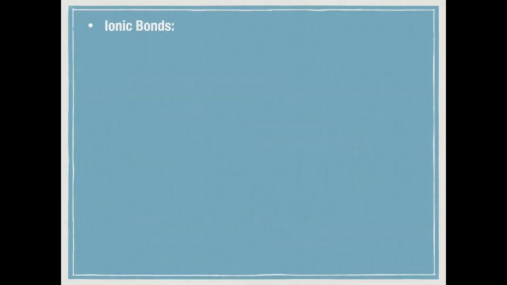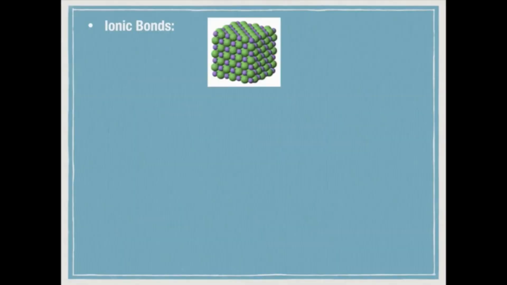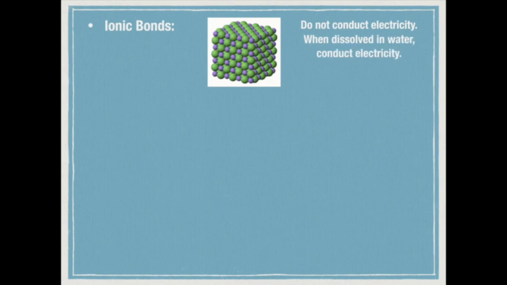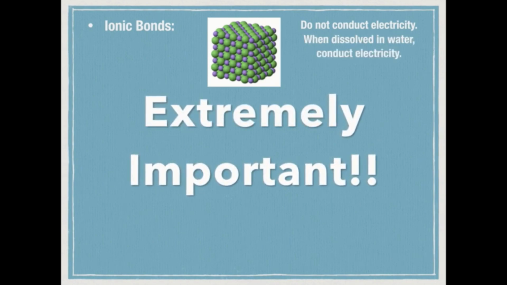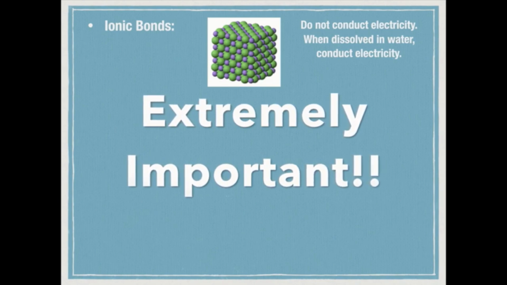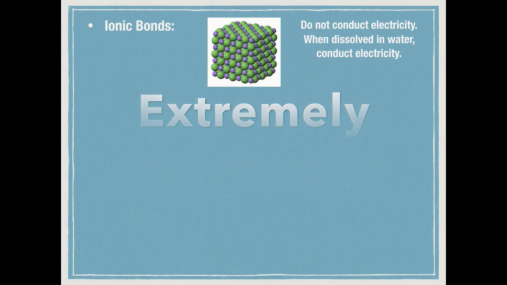Bonding. Now remember, in an ionic bond, you have a metal and a nonmetal with a positive and a negative charge. And so here are some of the characteristics of ionic bonds. The first is that as solids, they do not conduct electricity, and that's key. When they're dissolved in water, however, they do conduct electricity, and that's because when they're dissolved in water, their ions are free to move about and to conduct electricity.